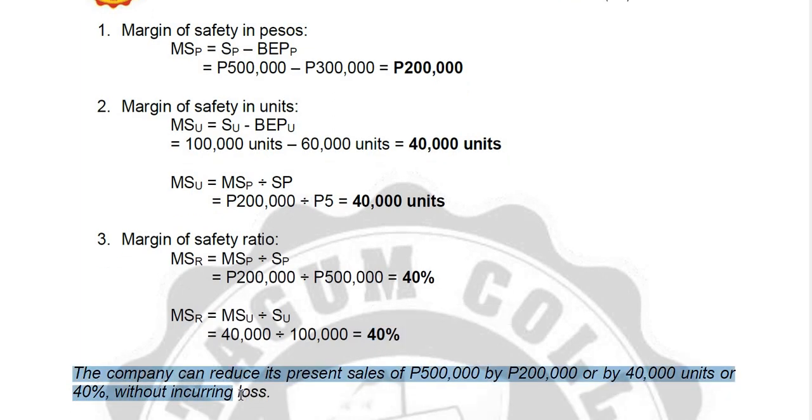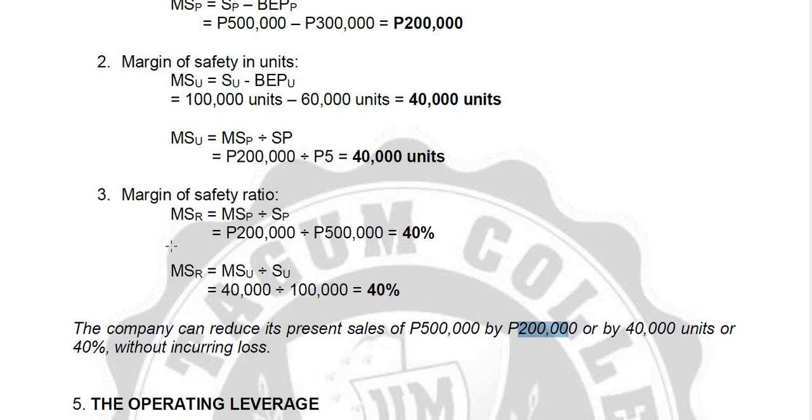So again, it means that the company can reduce its present sales of 500,000 by 200,000, or by 40,000 units, or 40%, without incurring a loss yet. Because at that level, it is still at the break-even point.